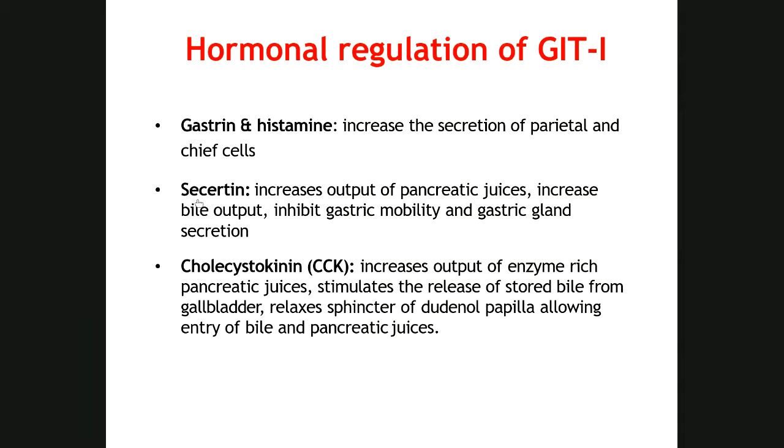So you can see secretin increases the pancreatic juice, increases the bile from the gallbladder, and inhibits the stomach. Cholecystokinin is also similar: it increases the output of enzyme-rich pancreatic juice, stimulates the release of stored bile from the gallbladder, and relaxes the sphincter of Oddi, or the sphincter of the duodenal papilla, which will enhance the release of bile into the small intestine. That means when the food is in the small intestine, these hormones will make secretions come into the small intestine and give some rest to the stomach to reduce motility and reduce secretions.